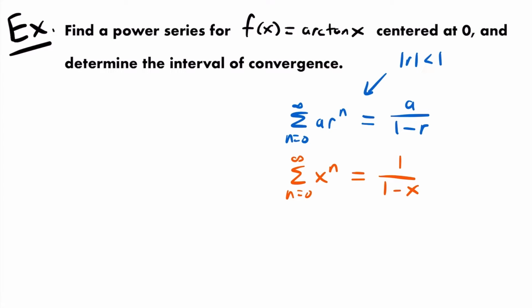But in this case, arctangent of x looks nothing like 1 divided by 1 minus x, right? And so what we can do is look at either the integral or the derivative of our function, and if either of those functions are similar to this form, then we can represent that function as a power series and then integrate or take the derivative of that power series to get back to the function that we want to represent, right? So here's what I mean by that.